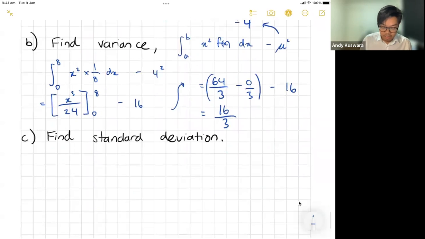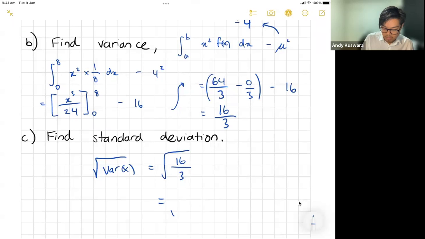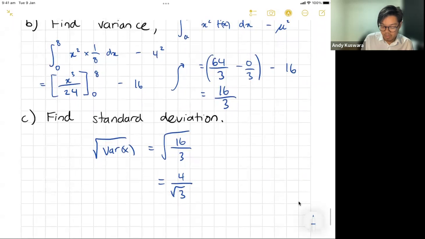To find the standard deviation, guess what? It's just going to be the square root of the variance of x. We found that that's 16 on 3, so taking the square root of that gives us 4 over root 3. And we don't really want an irrational denominator, so we rationalize it. It becomes 4 root 3 on 3. And that's your standard deviation there. Hopefully that makes sense.